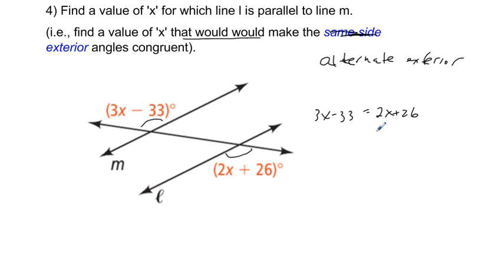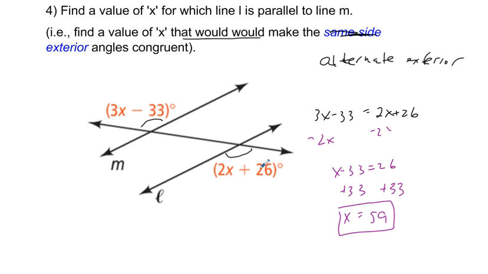I'm going to subtract 2x from both sides of my equation. So I subtract 2x from the right side, subtract 2x from the left side, and I get x minus 33 is equal to 26. And when I add 33 to both sides of my equation, I get x is equal to 59. So a value of 59 would make these two alternate exterior angles congruent to each other, which would therefore make lines L and M parallel.